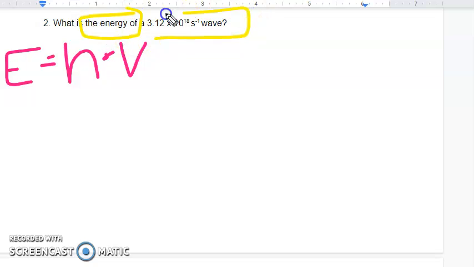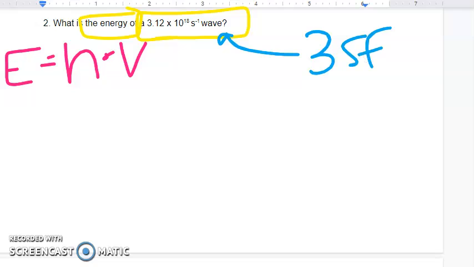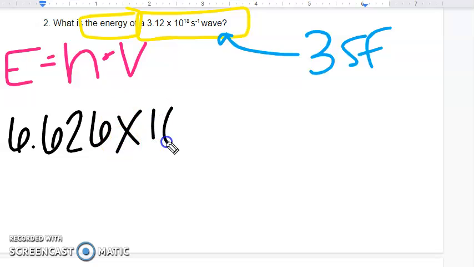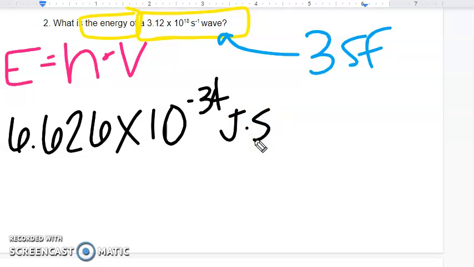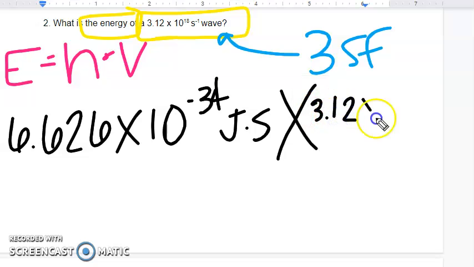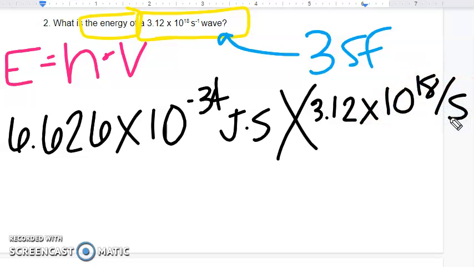So we're solving for energy. Now this given number, the 3.12, is going to be 3 sig figs. So once we plug our numbers in and we solve, we do want to make sure we're rounding to those 3 sig figs. Okay. So again, H is my constant, so it's 6.626 times 10 to the negative 34. This is joules times seconds. And we're multiplying that, I'm just going to do a big X so that we don't lose my dot, times 3.12 times 10 to the 18th per second.